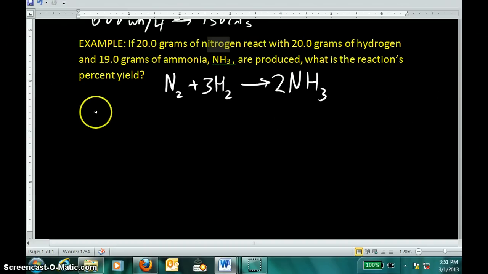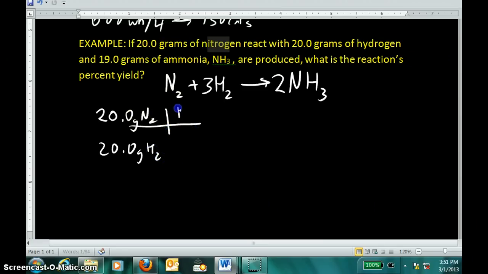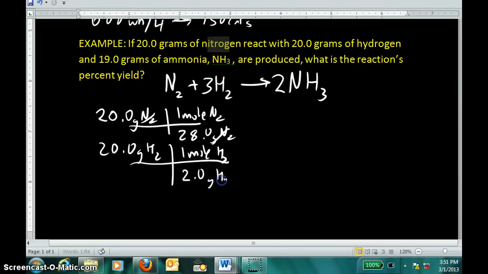So I have to find the limiting reagent, and I do that by first converting both reactants to moles. Since 1 mole of nitrogen is the equivalent of 28 grams of nitrogen, and 1 mole of hydrogen is the equivalent of 2 grams of hydrogen, a quick conversion gives me 10 moles H2 to start the reaction, and roughly 0.741 moles of nitrogen to begin the reaction.